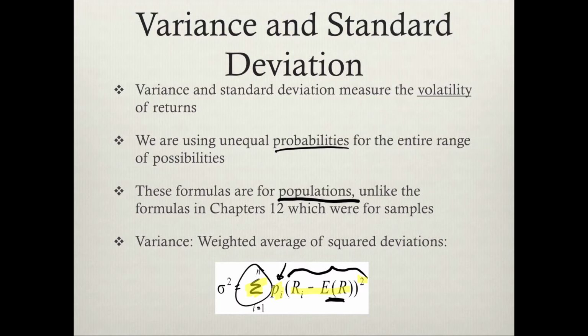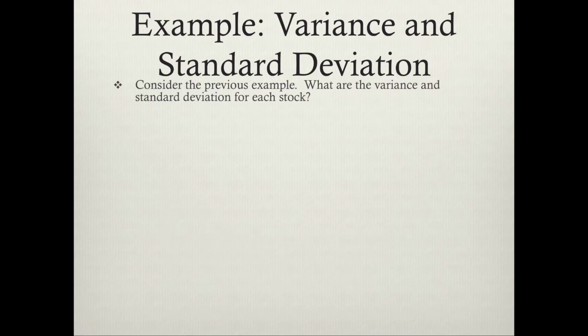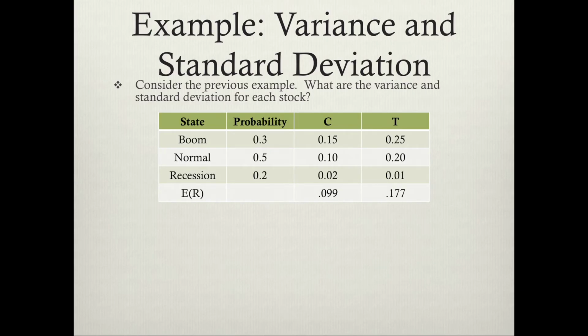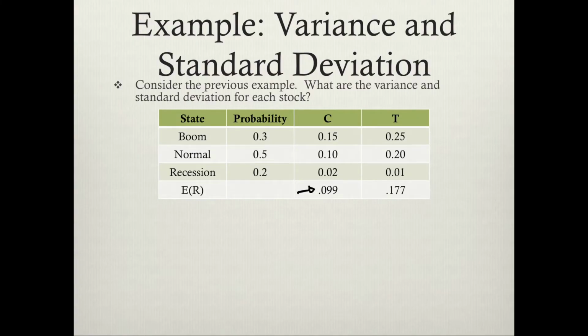So let's take a look at an example. Here, consider the previous example that we just talked about with stock C and T. What are the variance and standard deviation for each stock? This is information that was already provided: the probability of the different economic scenarios, stock C and T's returns in each of these scenarios, and then we calculated the expected return of stock C and the expected return of stock T. So first, let's do the variance and standard deviation for stock C.